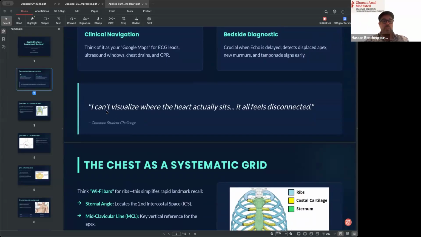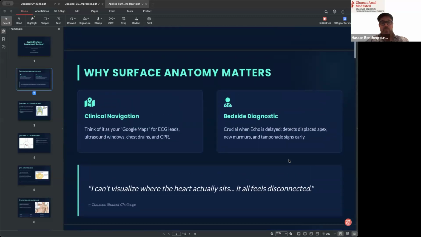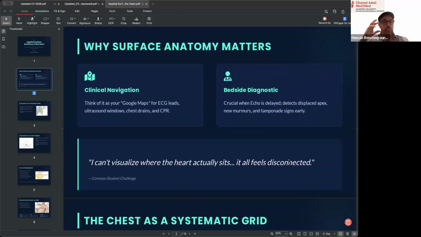A lot of the students say, I can't visualize where the heart actually sits. It all feels disconnected. Do you guys feel like this? I hope that I have given you a bit of a three-dimensional visualization for you to know where the heart sits. Yes?